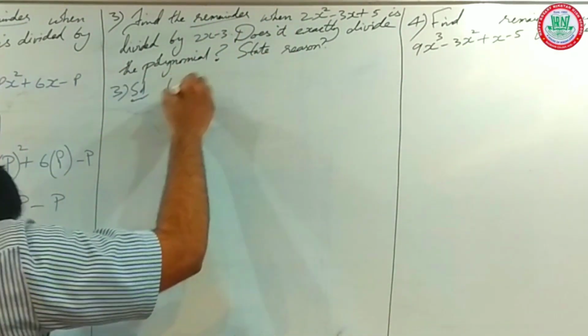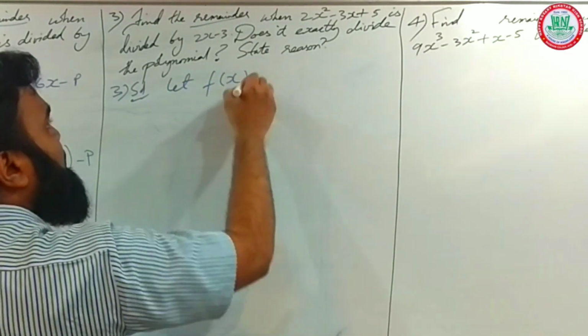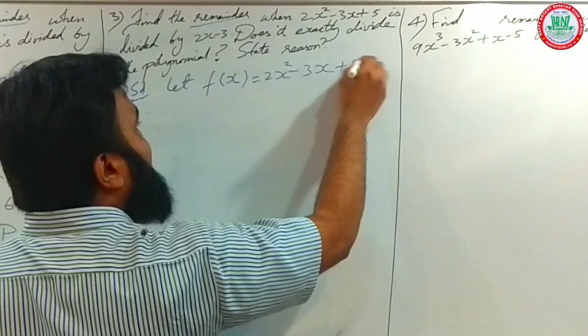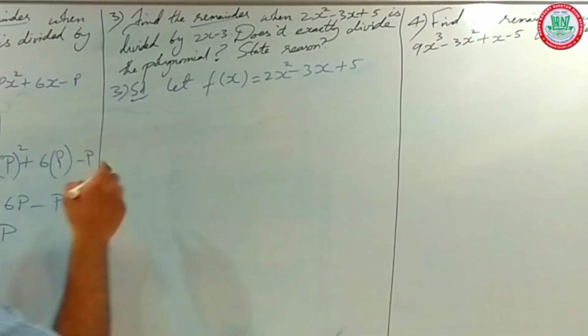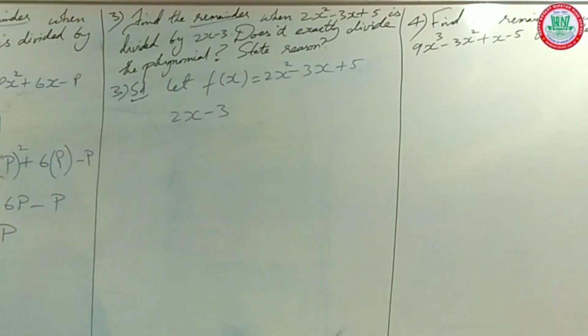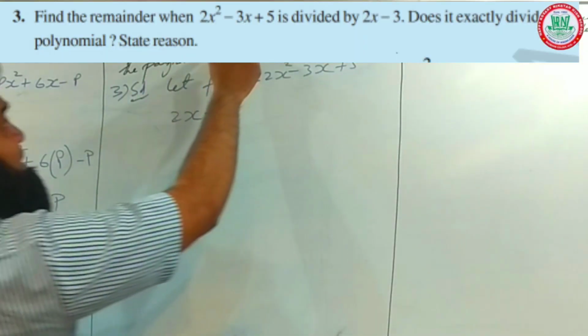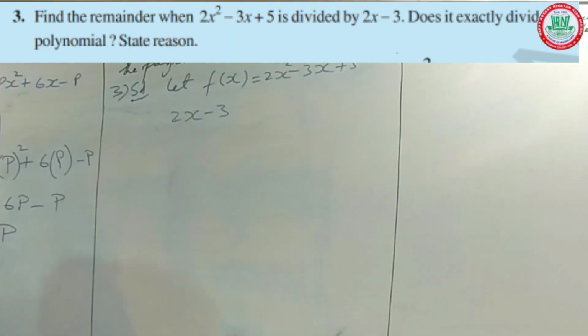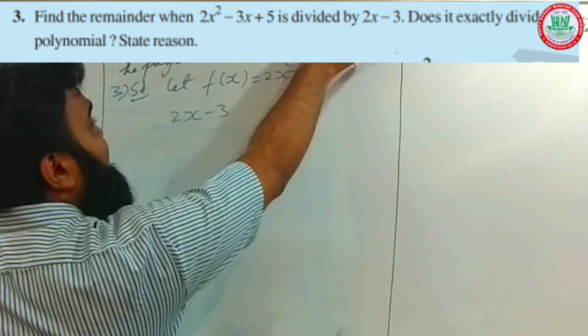Let f(x) = 2x² − 3x + 5 be given, and it is divided by 2x − 3. Does it exactly divide the polynomial? After this, one more question is asked: does it exactly divide the polynomial?